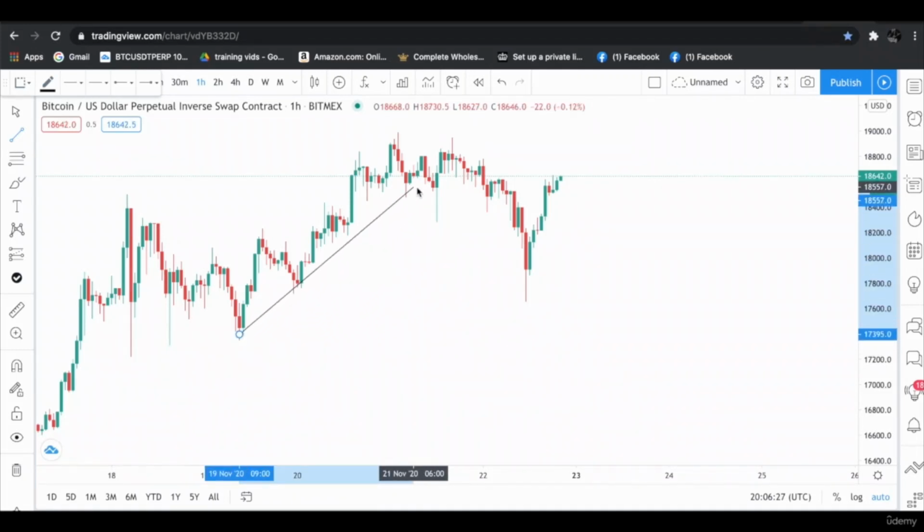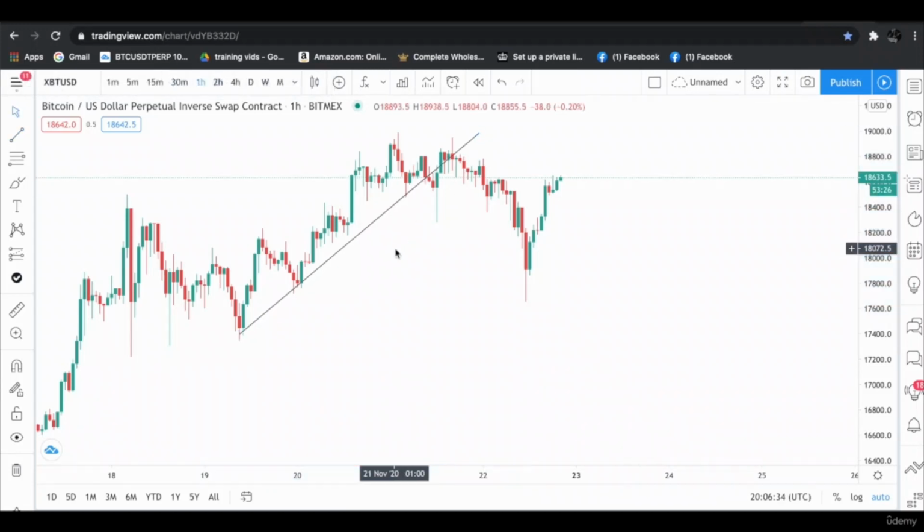We got 1 tap, 2 taps, 3 taps, and then it broke. And as you can see over here clearly, just check this out. We got 1 tap, another tap, then another one. The trend line got broken.